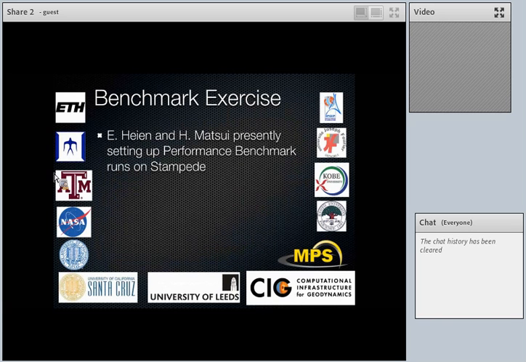Right now, so those are all the accuracy results that are in, and right now Eric Hyen and Hiro Matsui are setting up to carry out the performance exercises on Stampede. And then we'll see, again, we know how accurate these models are now, how fast do they run, and which ones are best to propagate into the future.